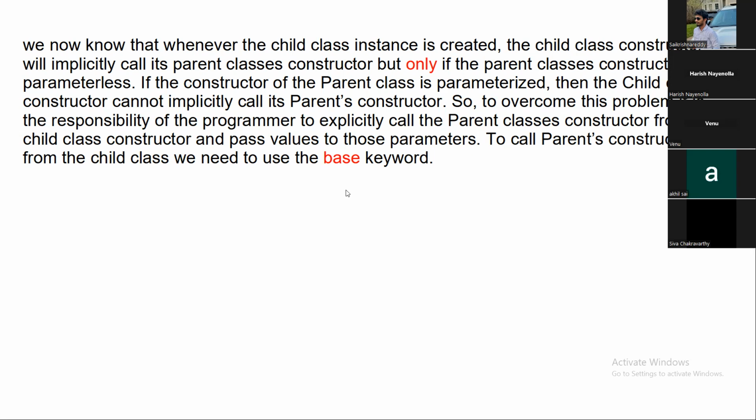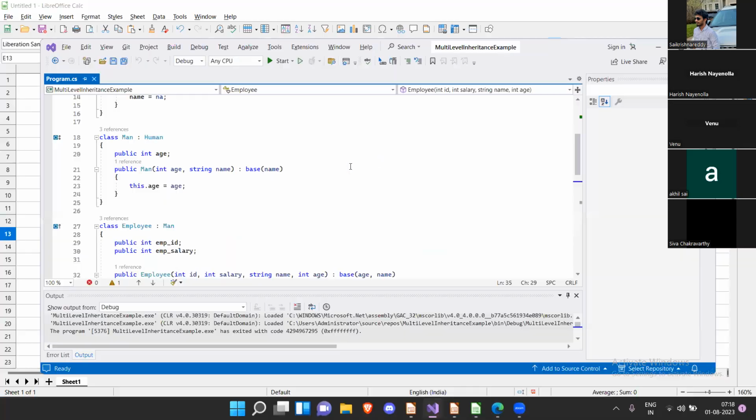So what it is trying to convey is that if the parent class constructor is parameterless, the CLR automatically executes the parent class constructor. But if the parent class contains parameters, it is your responsibility to invoke the parent class constructor. How do you invoke? You have to use the base keyword. That's what we did here.